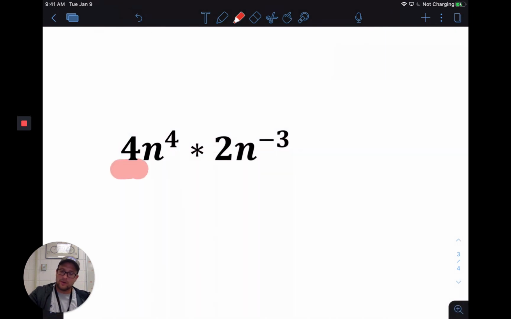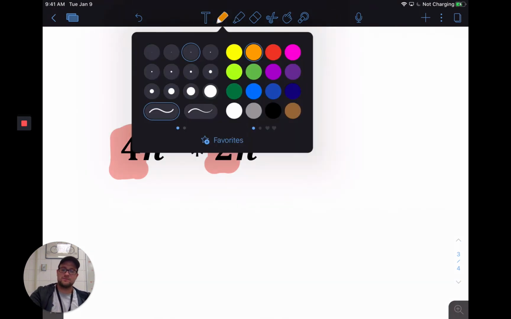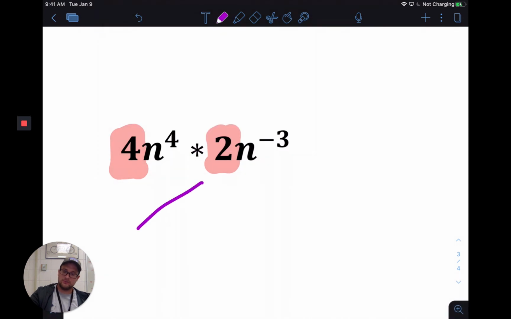So we're going to start by just multiplying 4 times 2. Remember, in any of these problems, if we're just multiplying, those coefficient values can just be multiplied like we have always done. So we'll have 4 times 2, and that's going to give us 8.